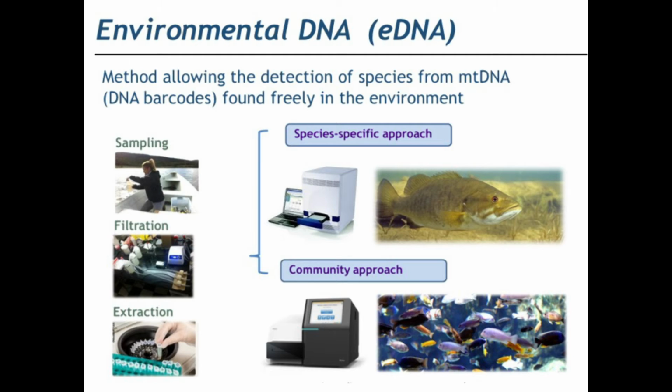So there are two major approaches that people use. Depending on your protocol, you can either apply a species-specific approach, so you're mainly interested in the presence or absence of a particular species, or also having some estimates of the amount of DNA of that species, or you can also apply a community approach, let's say for a given group of organisms, let's say fishes or salamanders or marine mammals, for example.